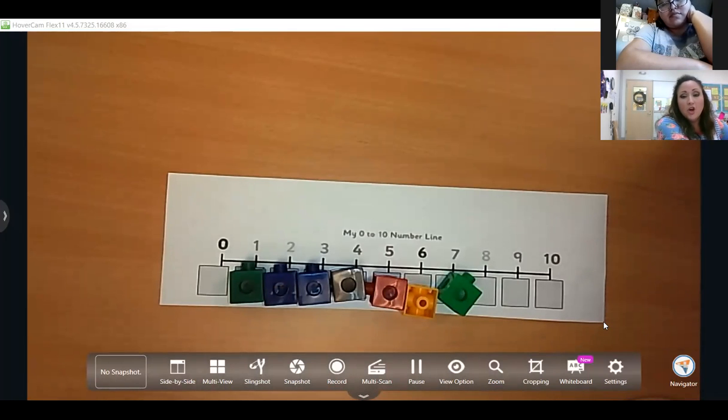Let's say you don't have a number line. You can make a number line on a piece of paper by drawing a line and putting the numbers on top. If you don't have counters, have them draw the picture that matches the story problem.